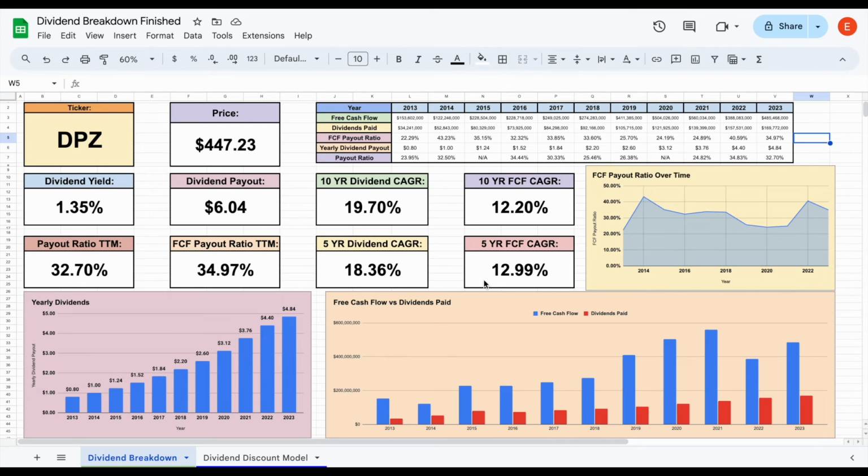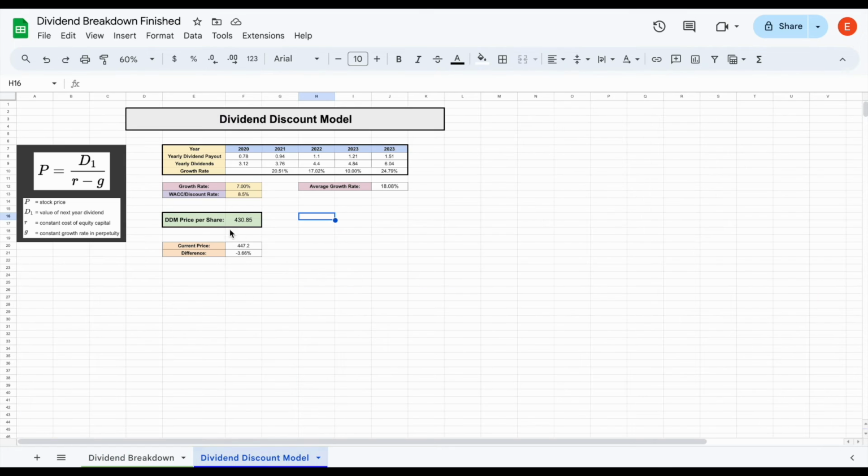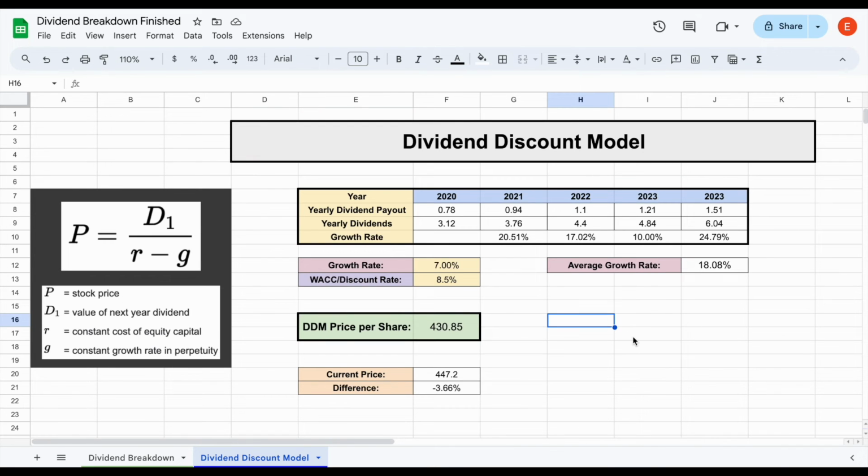And what's really cool about this spreadsheet as well is if we jump over to the next tab, the dividend discount model, I'll go ahead and zoom in a little bit, but this valuation is basically completely automated as well. All we need to do is plug in our growth rate projection and our discount rate to get our dividend discount model price per share. Because if you look here, again, using the ticker data function, we can automatically pull in the yearly dividend payouts for this company. So for example, in 2020, the company was paying out $3.12 compared to now sitting at $6.04. So now we can see those year-over-year dividend growth rates. And again, it is an absolute thing of beauty for this company.